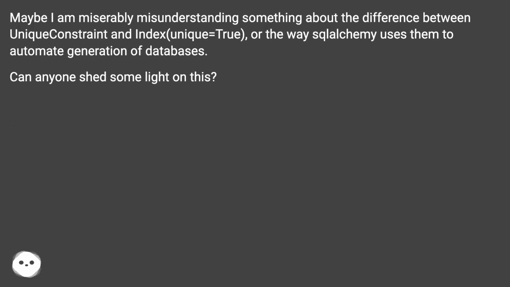Maybe I am miserably misunderstanding something about the difference between unique constraint and index, unique equals true, or the way SQLAlchemy uses them to automate generation of databases. Can anyone shed some light on this?